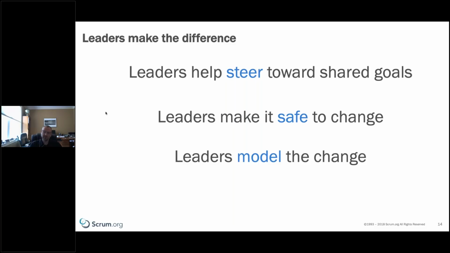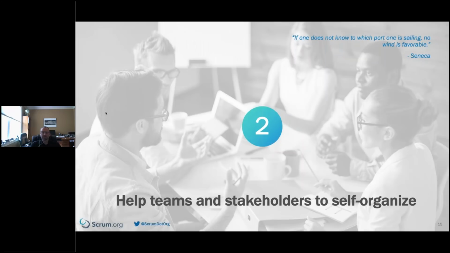And our leaders need to enable that. They need to model it, but they need to enable it. And some of that enablement is through modeling change, in helping and supporting the teams. If we're not supporting the teams, it becomes very difficult for those teams to change. So the next part, helping teams and stakeholders to self-organize. The self-organization is so important because the people who are going to work together need to be empowered to understand how they can work together.